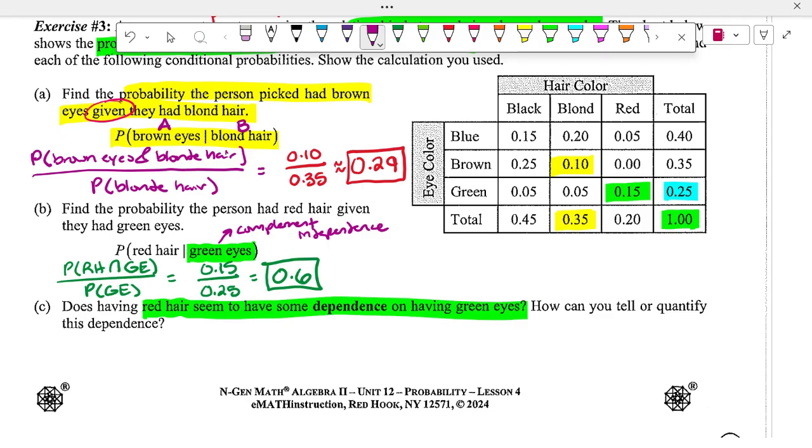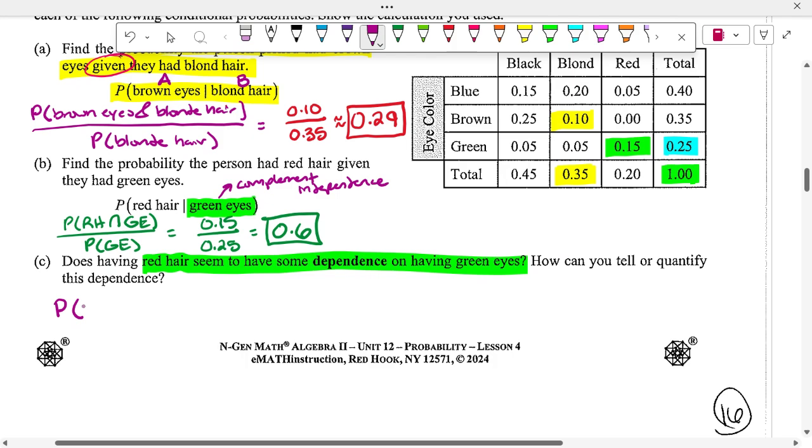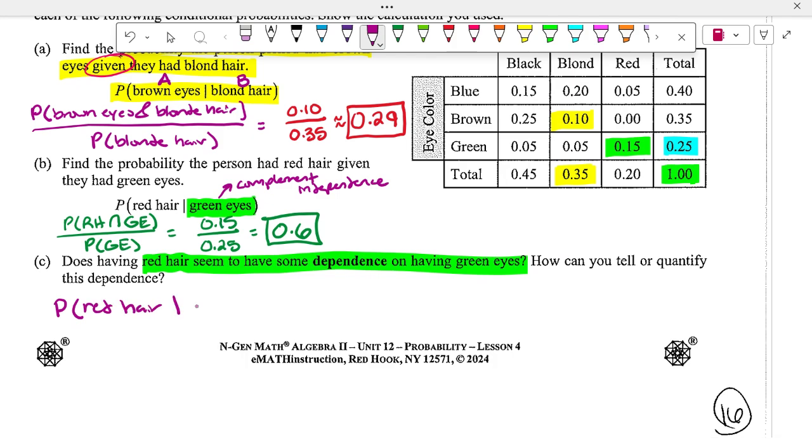But the event that you're looking at, probability-wise, you keep. So we keep the red hair as is. But we have to check to see if not having green eyes will change the probability of having red hair or not. So my conditional probability will now be the probability of having red hair given they do not have green eyes.